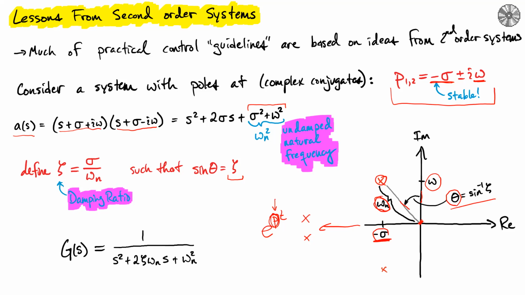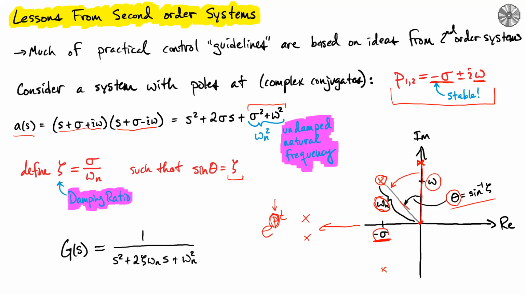So again, we call omega n the undamped natural frequency. One way you can think about this is rotating this vector such that it's pointing exactly along the imaginary axis, and we locate that pole on the imaginary axis, essentially without any damping. And then we introduce the amount of damping required to move it from the imaginary axis to this final spot.